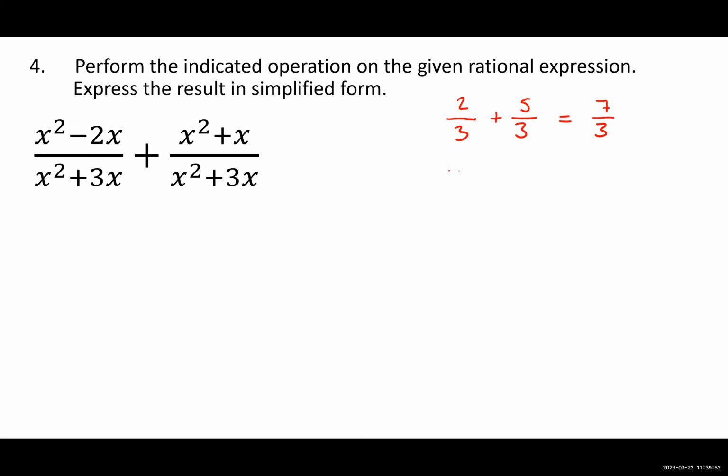But if we were to add 2/3 plus, instead of 5/3, let's say 5 over 4, 5/4. Can't do that. You cannot add 2 over 3 plus 5 over 4 because they have different denominators. So in order to, if we want to add, we first have to get a common denominator.